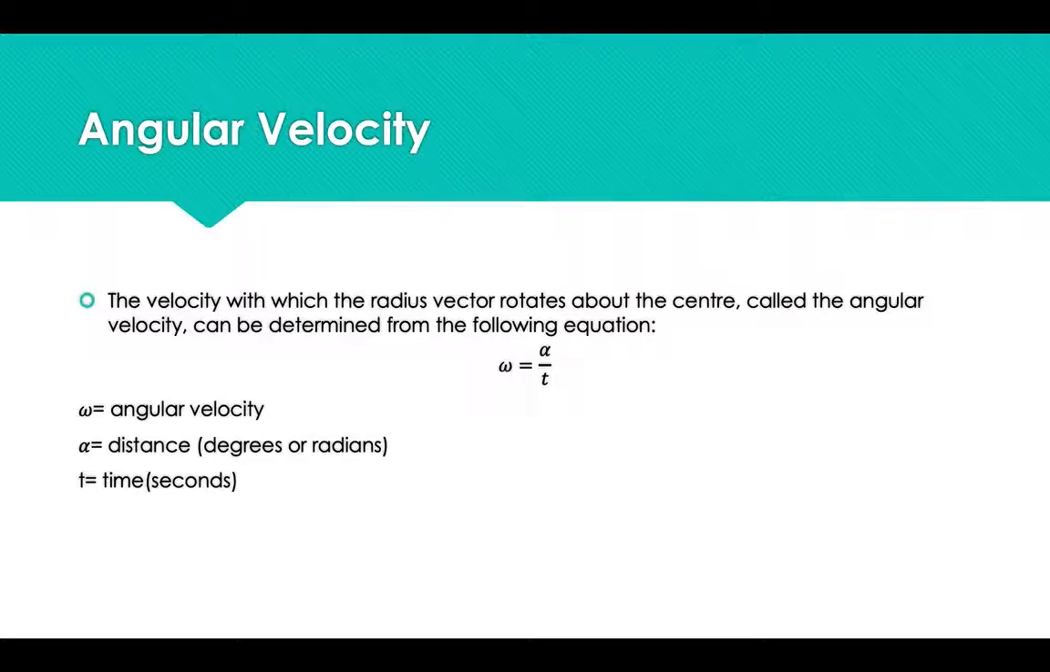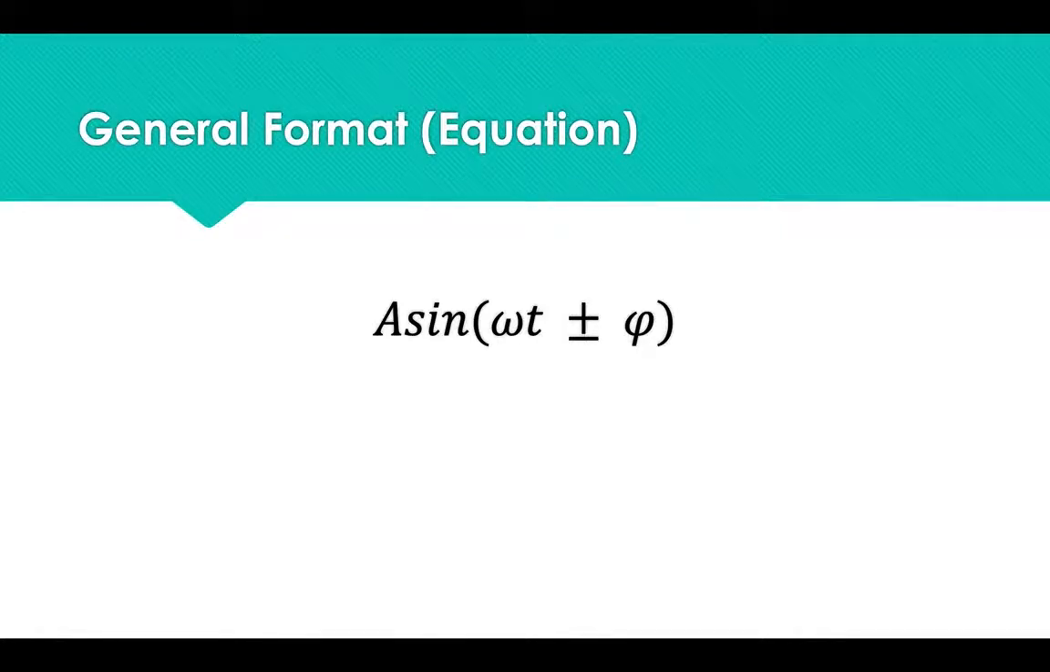The angular velocity of a wave can be derived from the length of the vertical projection of a radius vector rotating in a uniform circular motion about a fixed point. The velocity with which the radius vector rotates about the centre, called the angular velocity, can be determined from the following equation. The general format or equation of a sine wave can be seen below. A sin(ωt ± φ).